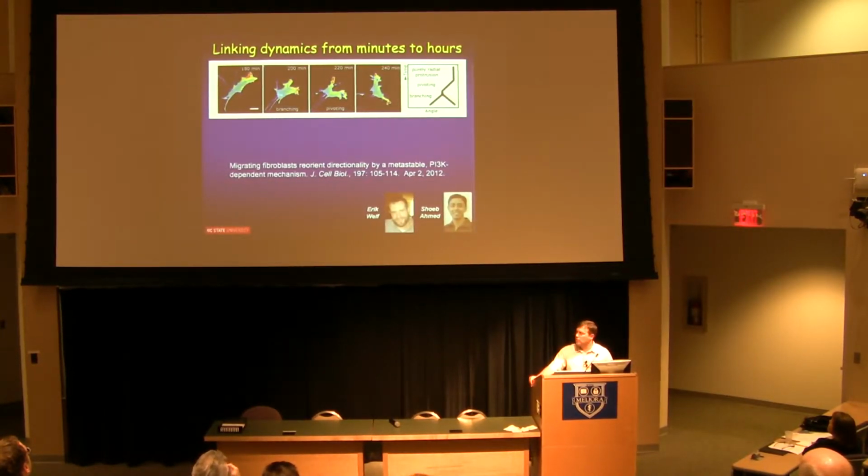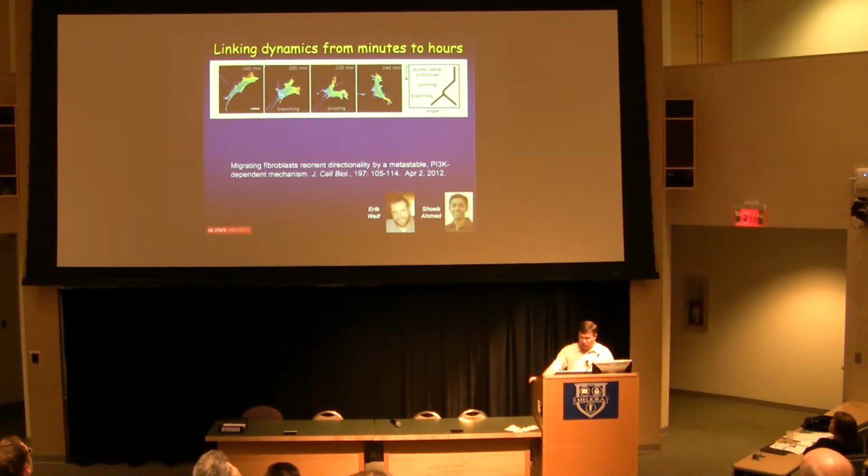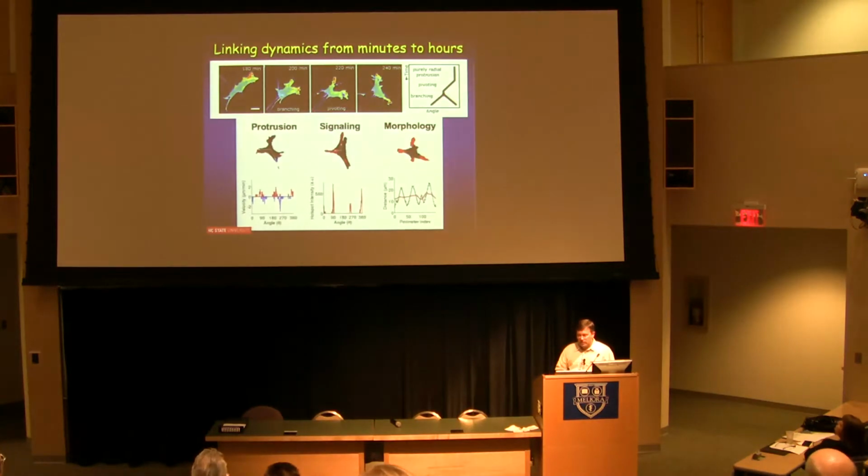Well, not new, but new for us and different from what we had done in the past. And this was just recently published a couple of months back. So again, I'll try to go through it quickly. And what he did was to come up with a way of spatiotemporally mapping protrusion and retraction velocity and the pattern of signaling and also the shape of the cell.